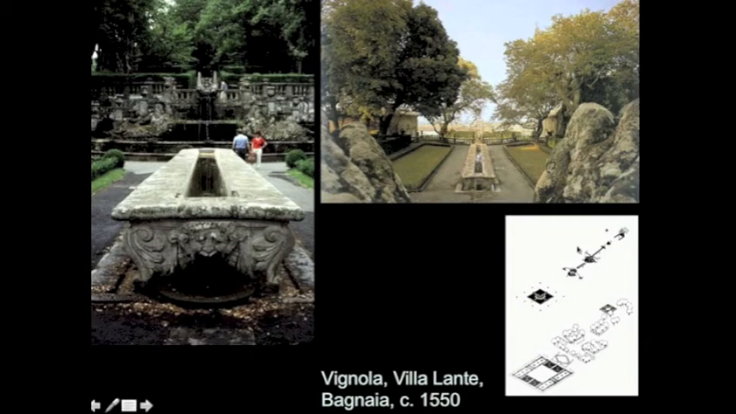Further up, you move through the Bramantesque stair and you find another linear garden or another linear fountain that you follow along.